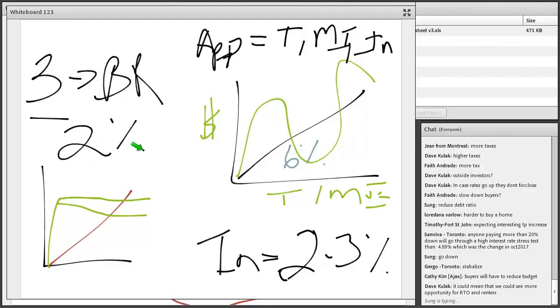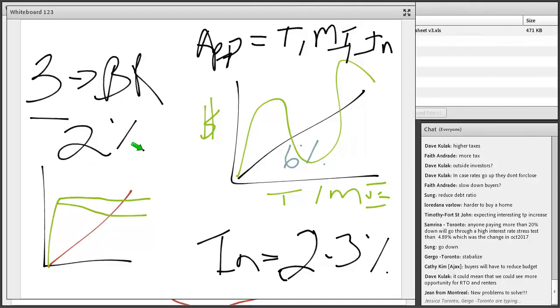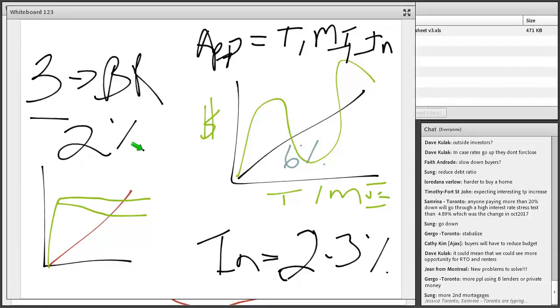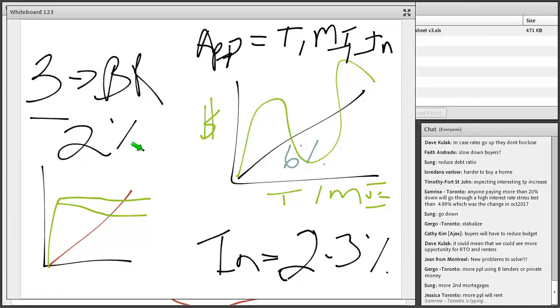What would that do with the relationships with lenders and buyers? What new opportunities or new trends could we possibly see? New problems to solve. Absolutely, John. That's why every time they do these things, we love it. More people using B lenders or private money. More second mortgages possible. These are good.